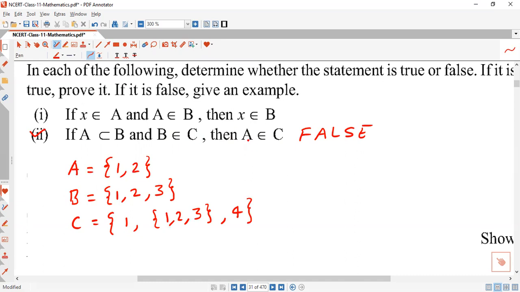Now you see this one. A belongs to C? No. A, 1 comma 2, does not belong to C. So 1 comma 2 does not belong to C. It means A does not belong to C. So this is the false statement.